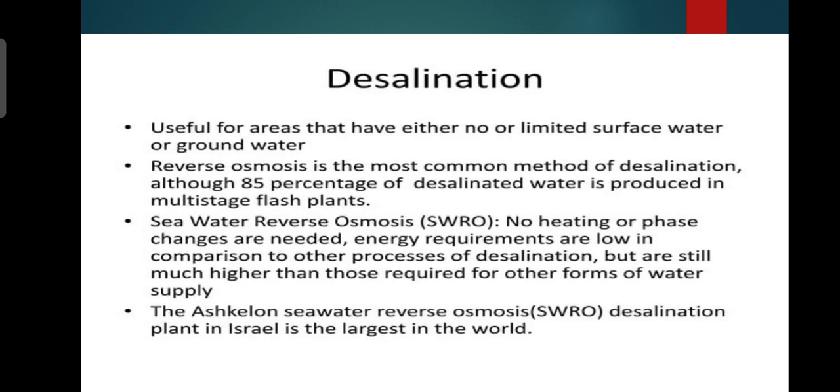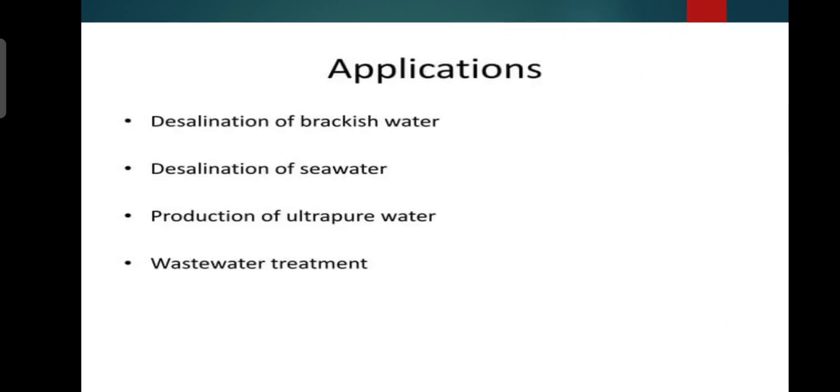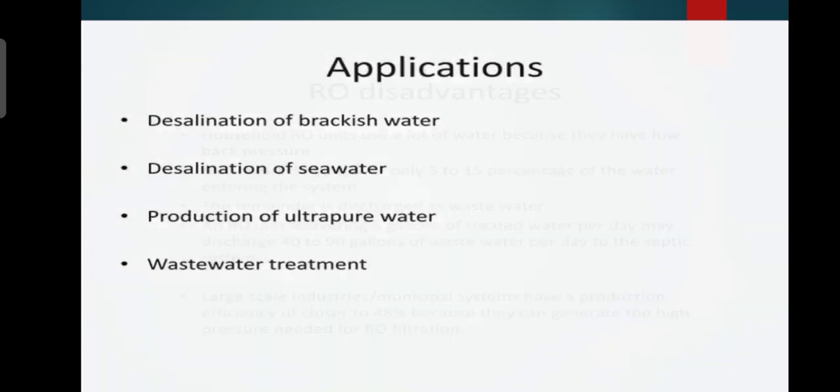The Ashkelon seawater reverse osmosis desalination plant in Israel is the largest in the world. Applications: desalination of brackish water, desalination of seawater, production of ultra pure water, and wastewater treatment.